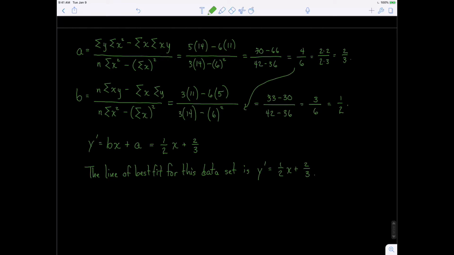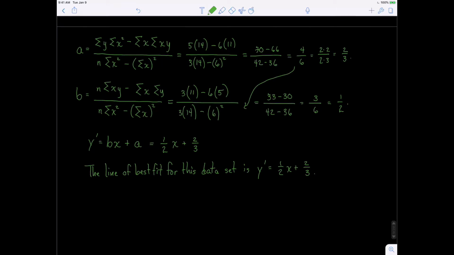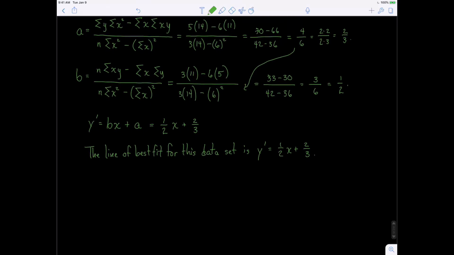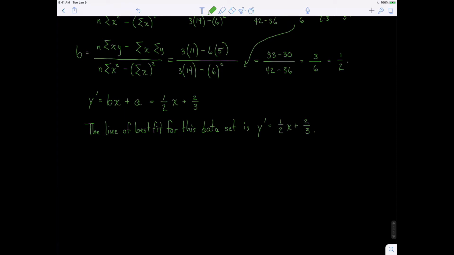Now let's actually try a problem. Like, how does y prime work? So here we go. Let's give this a shot. Let's begin. Let's remember what we had. We started out with the original ordered pairs.